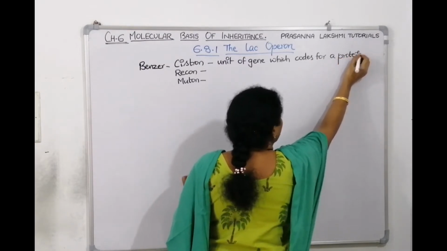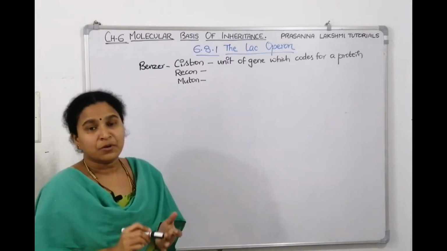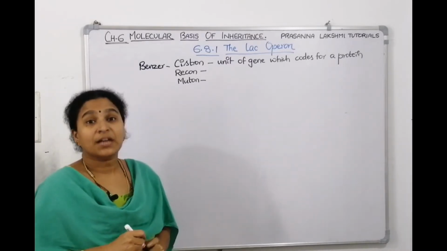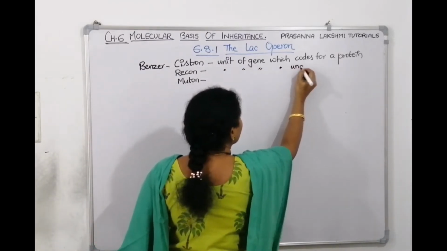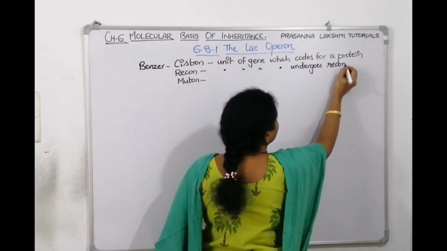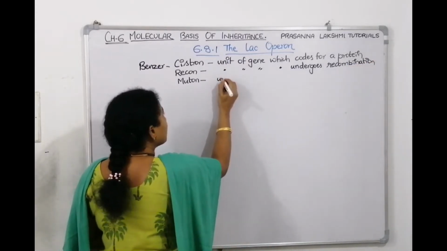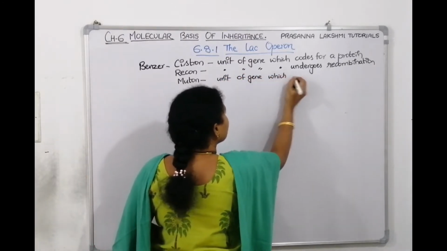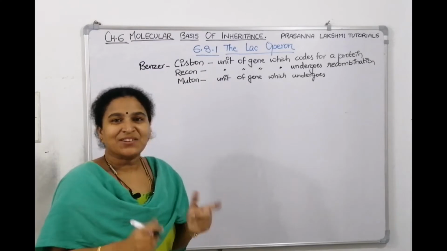Understood, children? Benzer used 3 words to explain gene. He used the words cistron, recon and muton. Cistron is a unit of a gene which codes for a protein. Recon is a unit of a gene which undergoes recombination. Similarly, muton also is a unit of a gene which undergoes mutation.